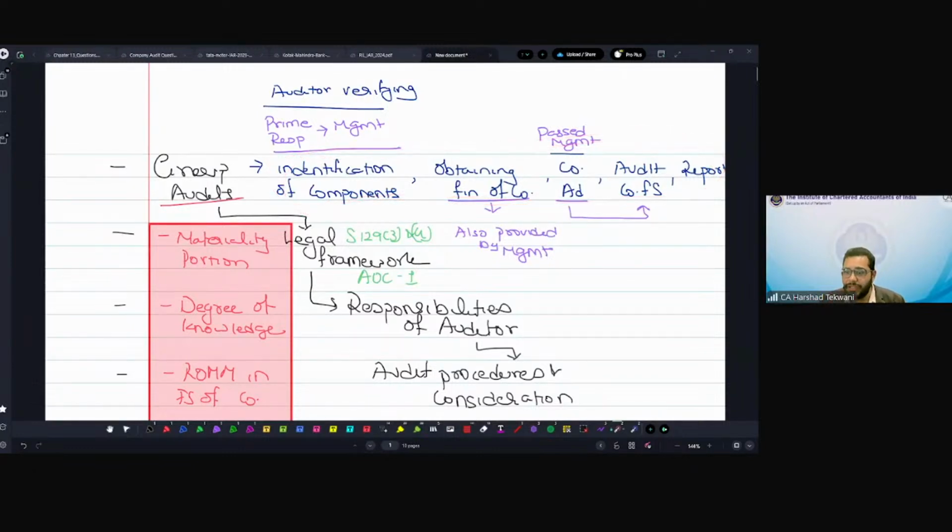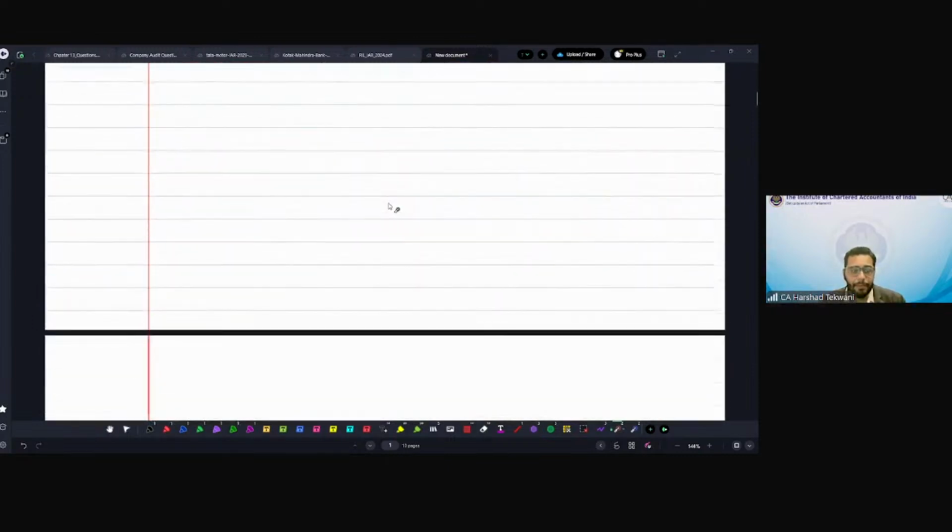So first, an important point is identification of the components. As a principal auditor, as the auditor of the main parent entity, the auditor has to understand what components are required to be consolidated. You should have a list of components that are required to be consolidated for the purpose of your consolidated financial statements. You need to identify these components.